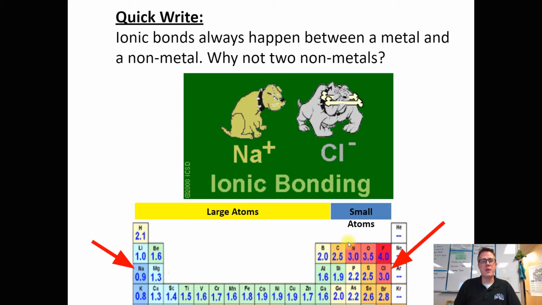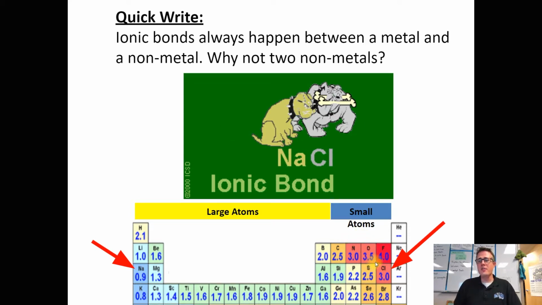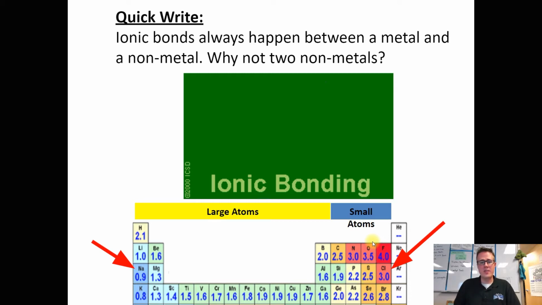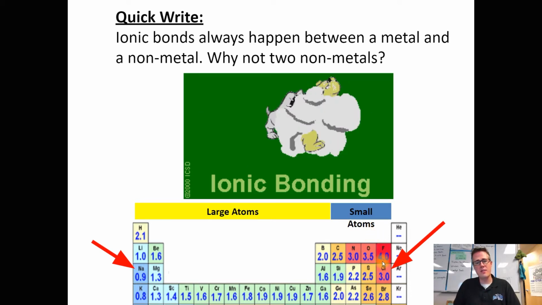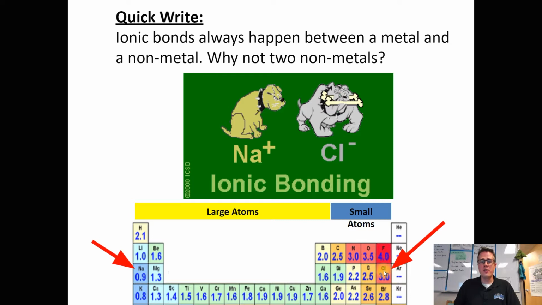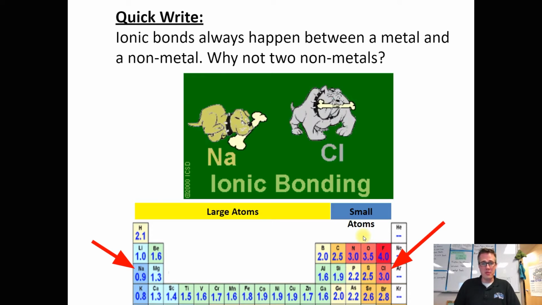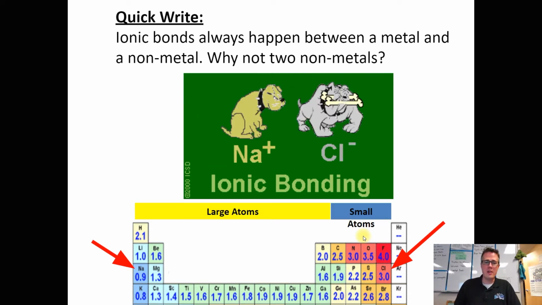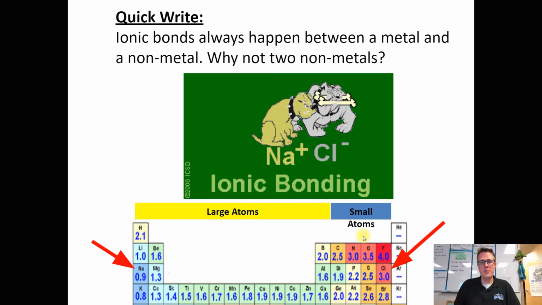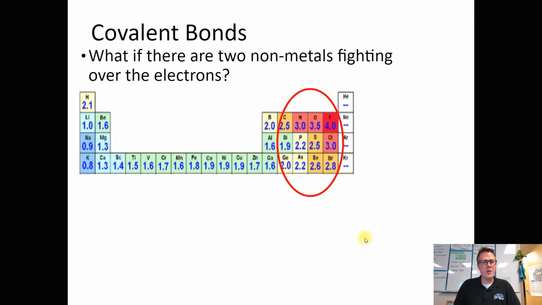If you're still watching, you have paused and you've written this down, and your answer should say something about how atoms can only steal if there is that size difference because of the electronegativity. If you had two nonmetals, they're both equally strong. A thief would have a hard time stealing from another thief because they're both strong. So it has to be a metal and a nonmetal in these types of bonds. So let's go into that question.